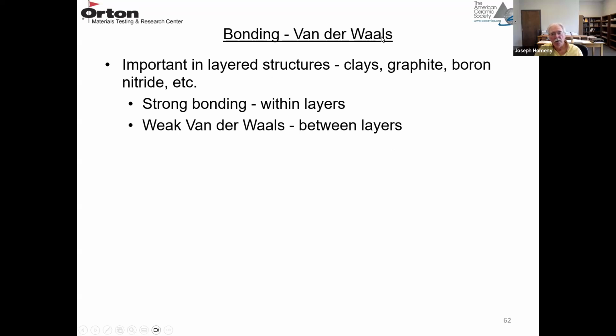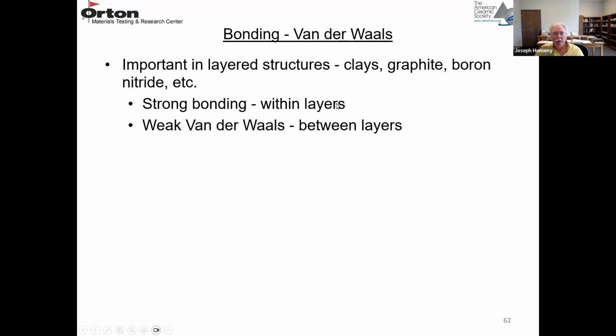So van der Waals bonding is also important in layered structures, and in refractories we have to deal with clays, graphite, boron nitride. And we'll go over these structures in detail when we talk about these raw materials. But in clays and graphite, in the layers, there's very strong bonding, but between the layers, there's very weak van der Waals bonding.